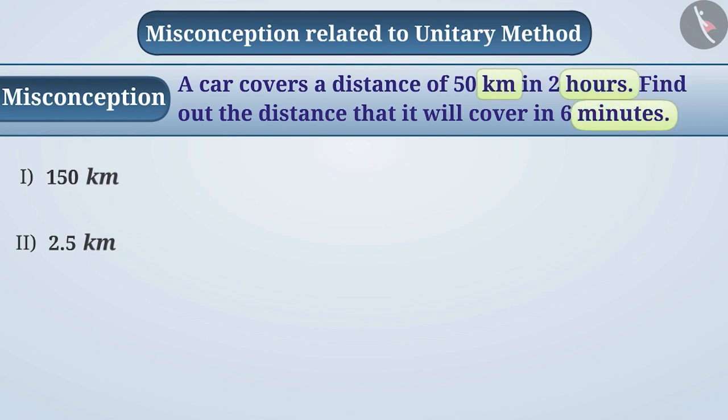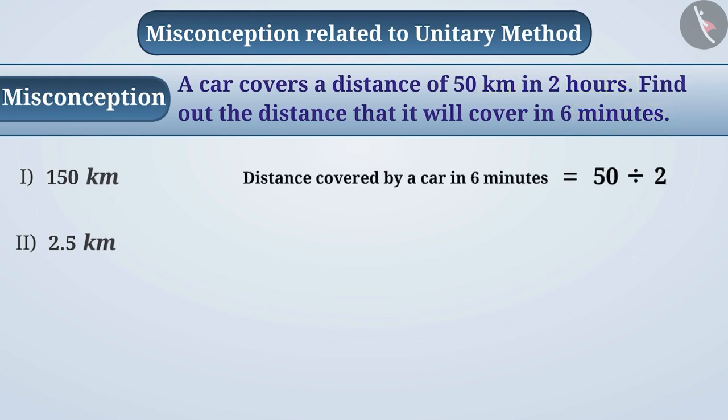Many a time, students do not focus on units. They just consider the numbers and perform mathematical operations to get the answer. They simply divide 50 by 2 and get the result as 25. Then they observe that the next number is 6 and multiply 25 with 6 to get the result that is 150. This leads to an incorrect answer and they give option 1.